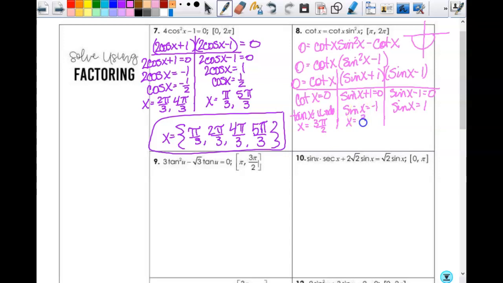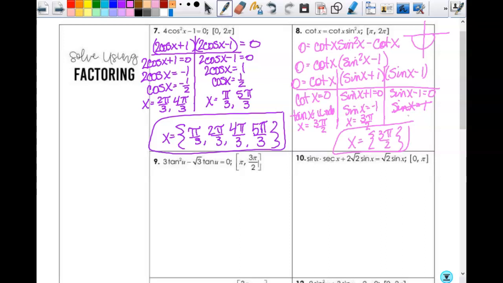3 pi halves. And in that interval, when is the sine 1? Oh, I put 3 pi thirds. Okay, that's good. Yeah, pi halves. So your answer is just 3 pi halves. I didn't have to put empty set because it wasn't like the final answer. Does that make sense? Because it's not in the interval. Everybody okay with that? All right, good.